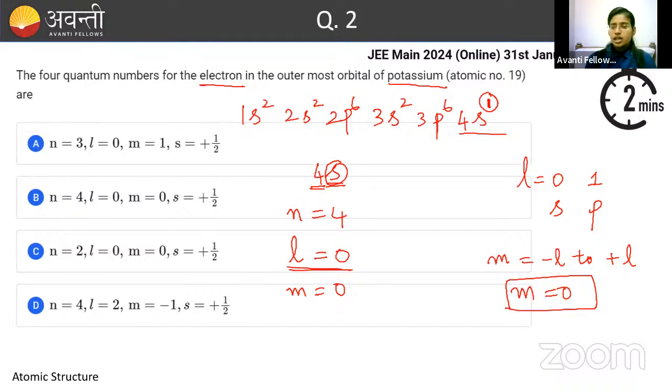Coming to the spin quantum number, we have only one electron in the 4s orbital and it is in the positive spin, so it is plus half. So 4, 0, 0, plus half are the quantum number values for the electron present in 4s orbital for potassium. So option B is the correct answer for this question.